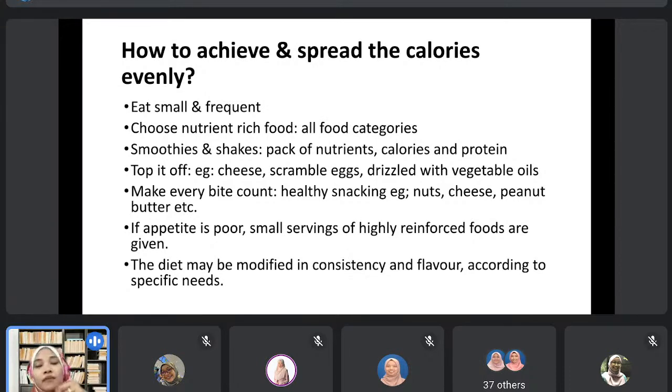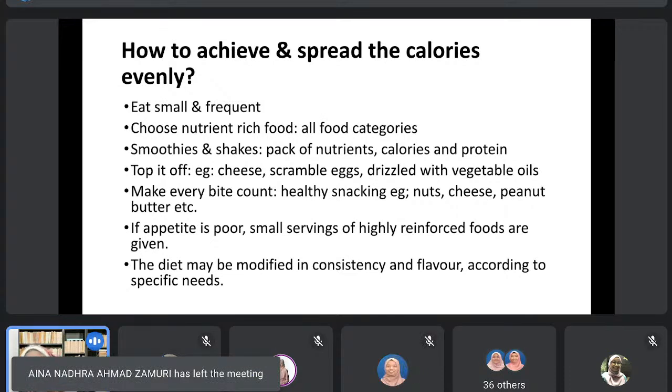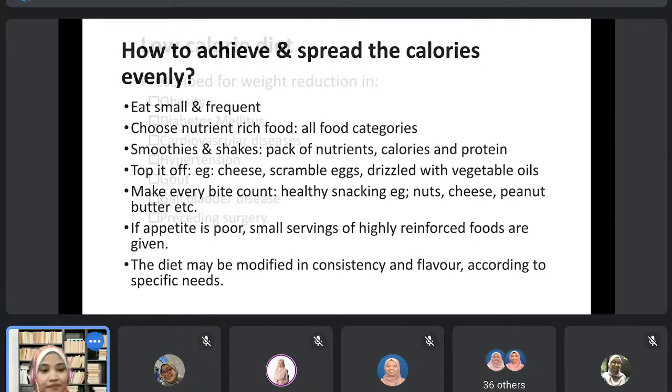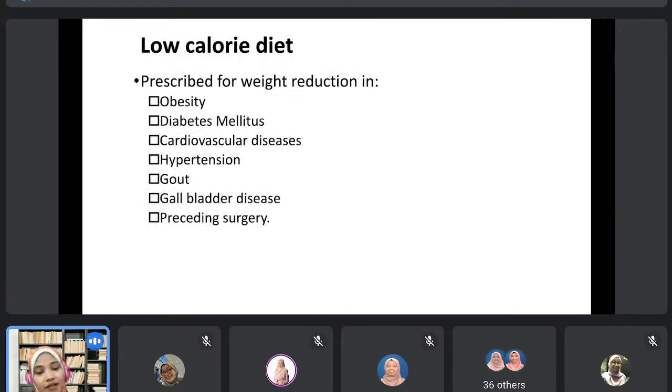So you need to provide them healthy snacking in between the main meals. Ada nuts, ada cheese, ada peanut butter dan sebagainya. And if the appetite is full, small servings of highly reinforced foods are given to the patients. So the diet may be modified in terms of the consistency and the flavor according to the specific needs. For the low-calorie diet, so it is prescribed for weight reduction. For example, in the case of obesity, diabetes mellitus, CVD, hypertension, gout, tak nak dia lagi burden pada dia punya lutut, okay, gallbladder disease and also following a surgery.